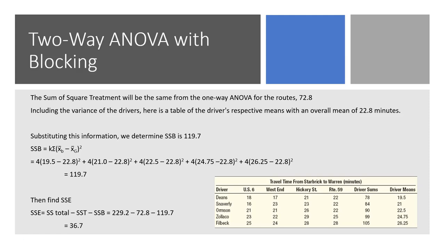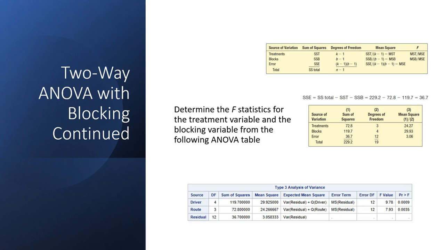So our sum of squares total and our sum of squares treatment will be used from the results that we saw earlier, because those are still not going to be affected by whether or not we look at our blocking variable or not at this point. And at this time, what we see on our ANOVA table, we have sum of squares total still being 22.9 and our sum of squares treatment being 72.8.